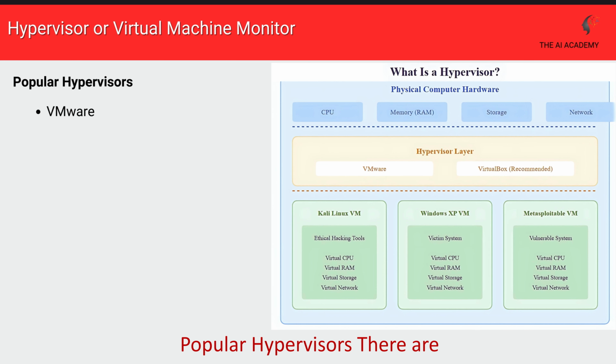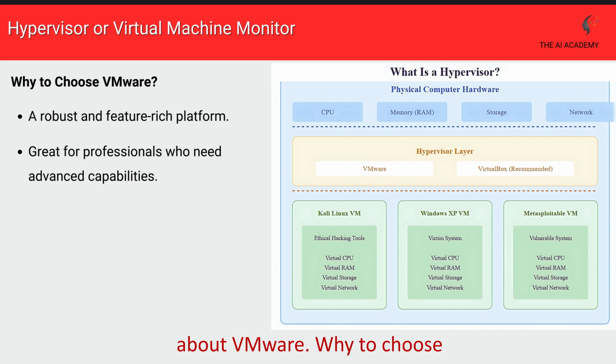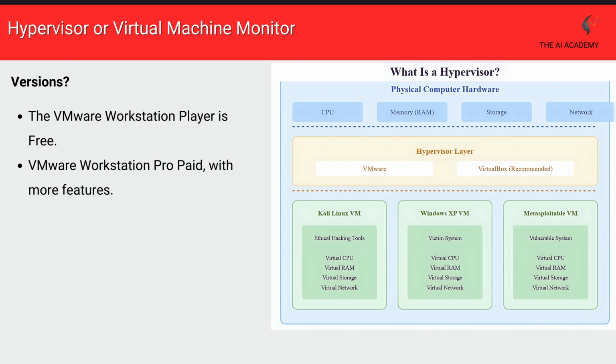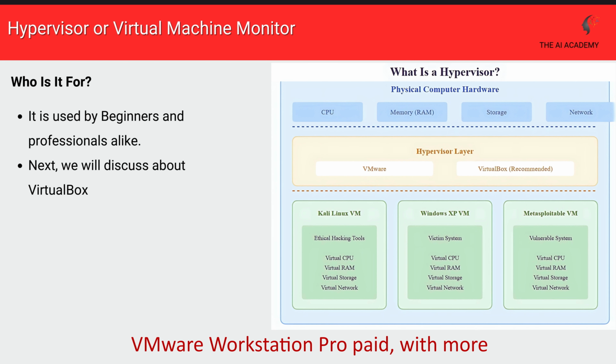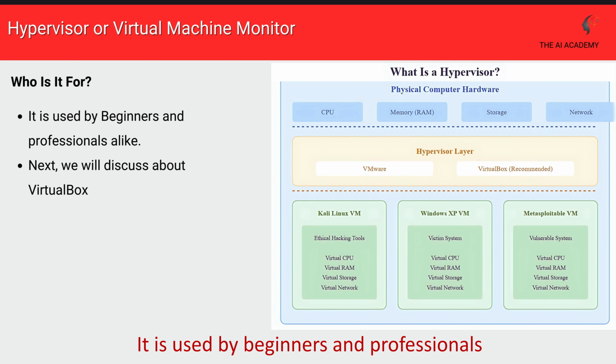Popular hypervisors. There are many hypervisors available, but let's focus on two of the most commonly used ones. First, we will discuss VMware. Why choose VMware? A robust and feature-rich platform. Great for professionals who need advanced capabilities. Versions. The VMware Workstation Player is free. VMware Workstation Pro is paid, with more features. Who is it for? It is used by beginners and professionals alike.